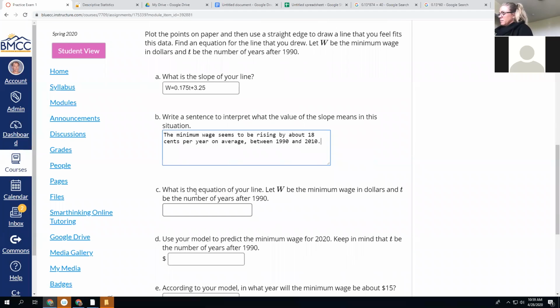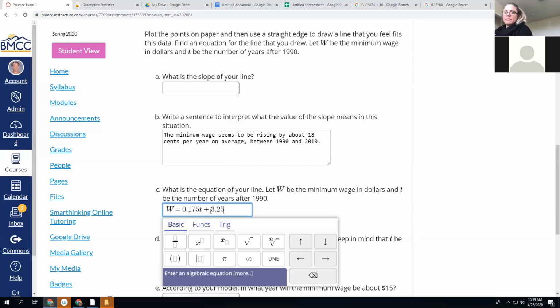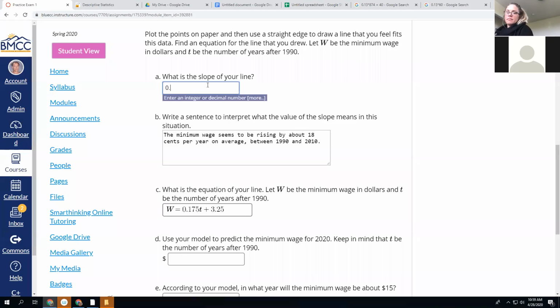All right. Oh shoot, it just asked for the slope up there. I can't read directions. You guys need to tell me when I'm not reading the directions right. Cut, paste, slope, 0.175.